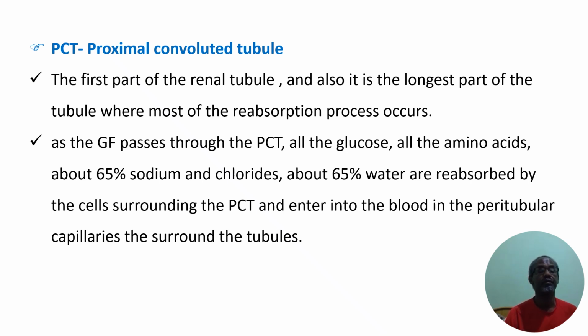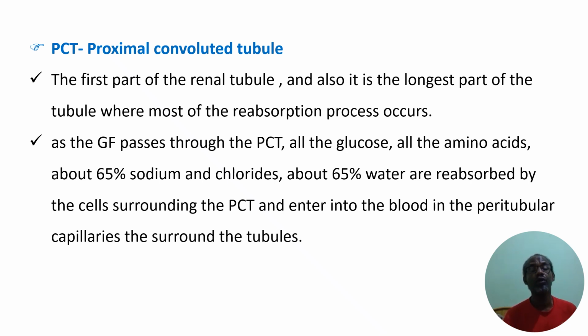Now the first, the longest, where most of the absorption is done, is the proximal convoluted tubule. They call it proximal because it is the nearest to the Bowman's capsule, where filtration occurs. It is the first part of the renal tubule, and also the longest part, where most of the reabsorption process occurs.